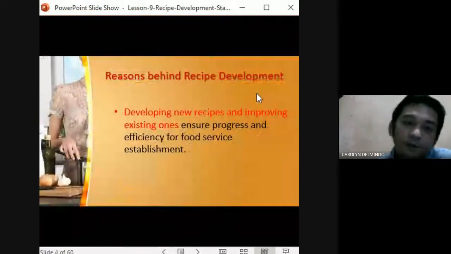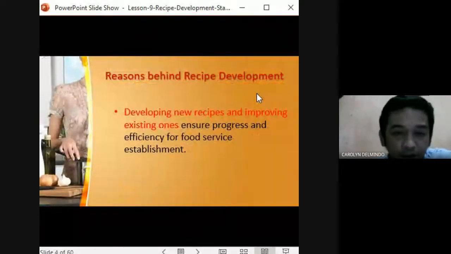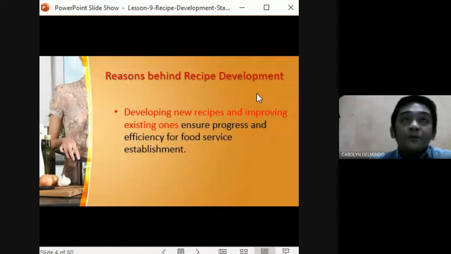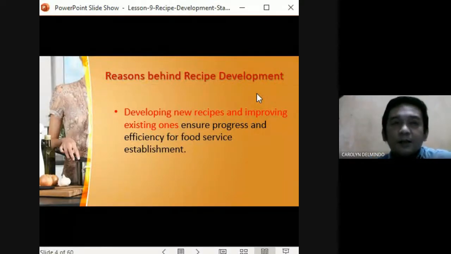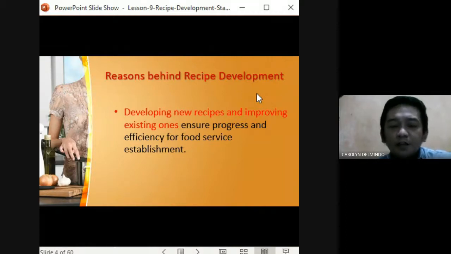Okay, reason behind recipe development. Again, developing new recipes and improving existing ones ensures progress and efficiency for a food service establishment. Okay, I'll give an example for this one. An easy one is Jollibee. Actually, Jollibee has a standard recipe for each product they have. Tama po ba?